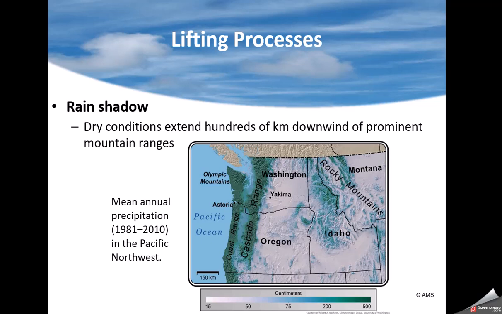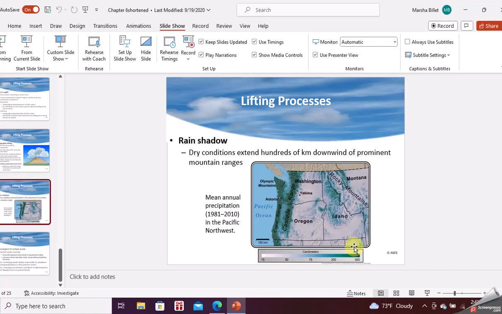Mountains, I talked about rain shadows and all that. So I hope you got a little bit out of this. Let me know if you have any questions about this at all.